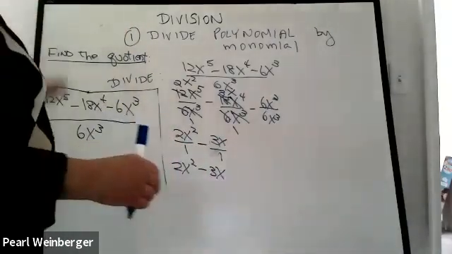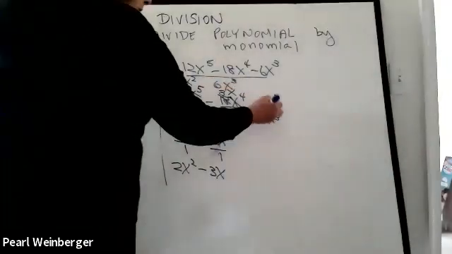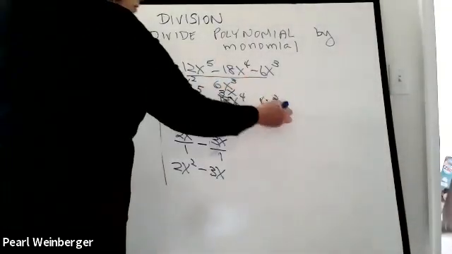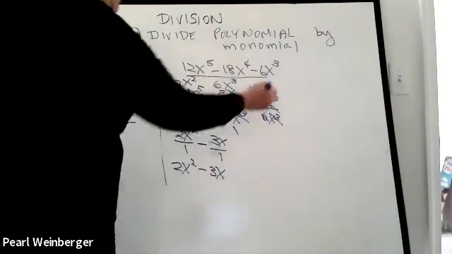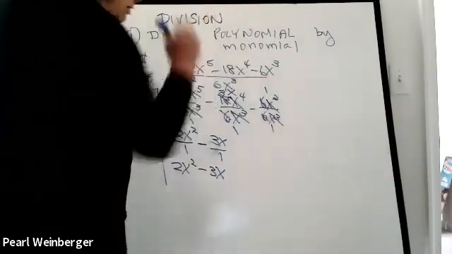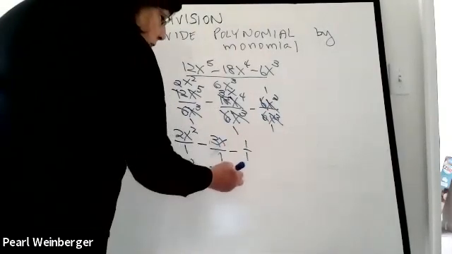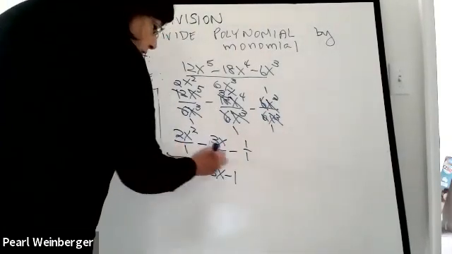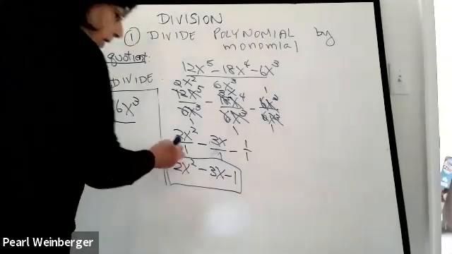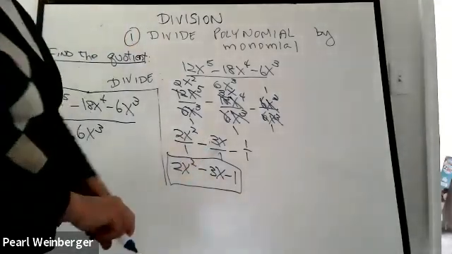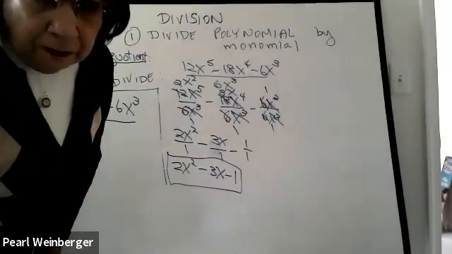And finally, here both the x's cancel out and the x thirds cancel out. Now everything canceled out. Remember, when everything cancels out, you put a 1. So this becomes minus 1 over 1, which is minus 1. And your final answer turns out to be 2x squared minus 3x minus 1.